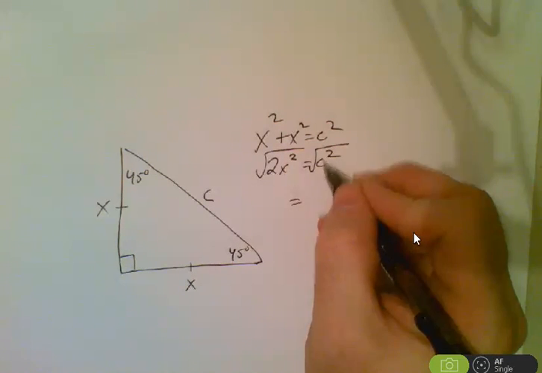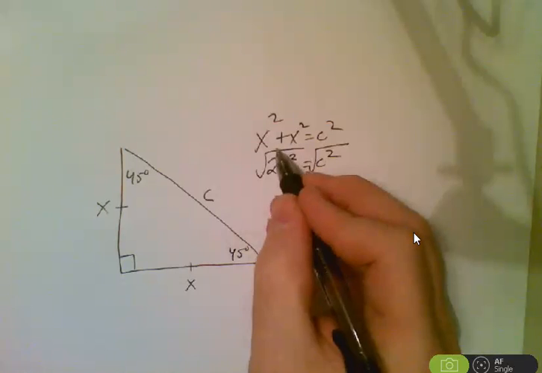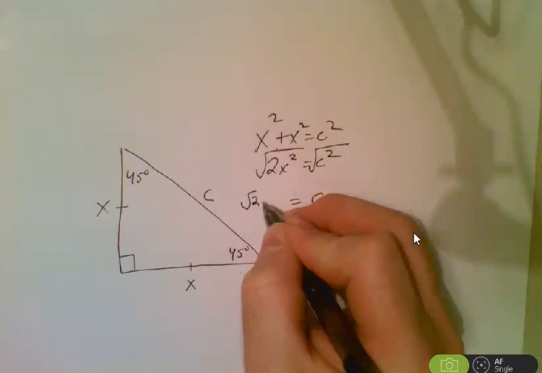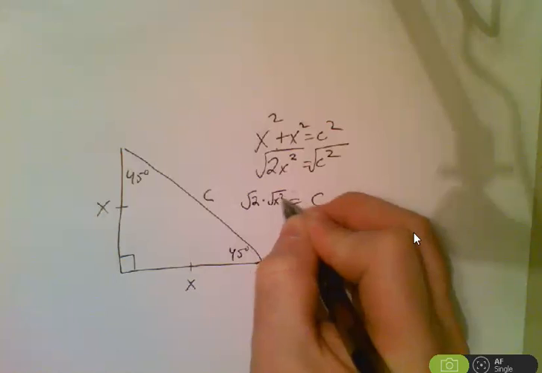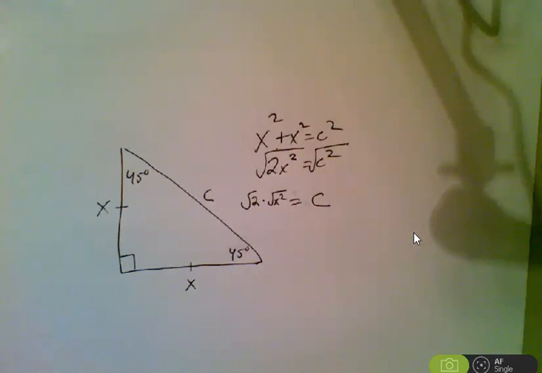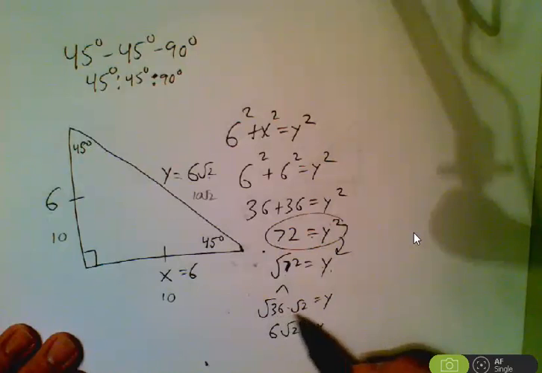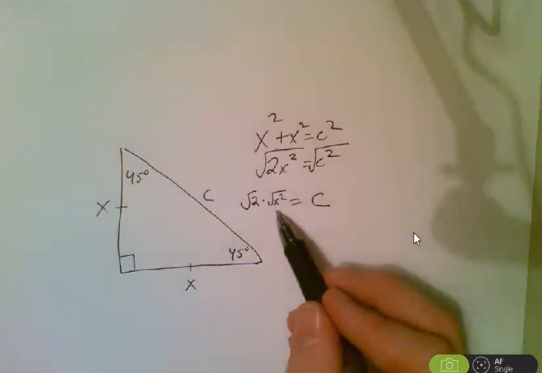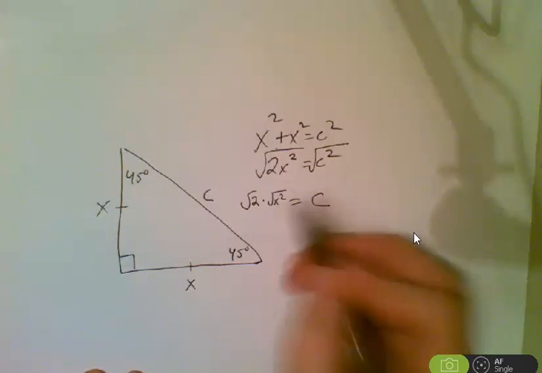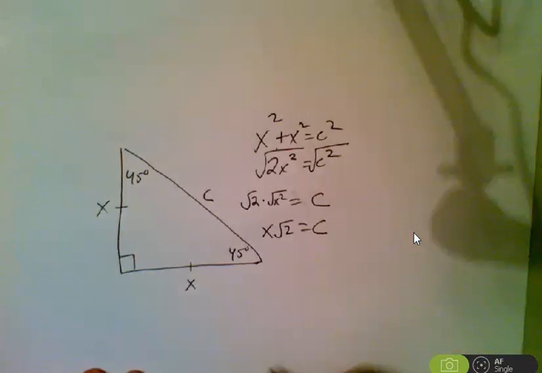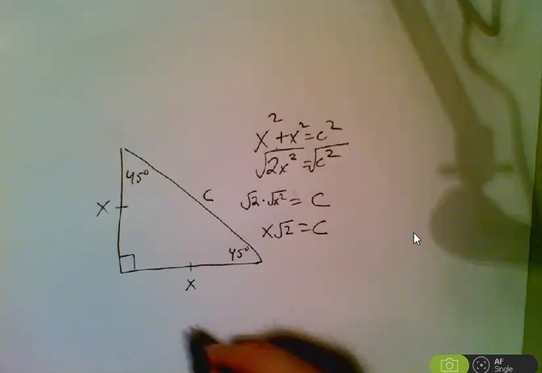Square root of c squared is just c. Square root of 2x squared is the same as the square root of 2 times the square root of x squared. Just like, again, I broke up 72 to be 36 times 2, I can do the same kind of thing over here. Well, square root of x squared is just x. Square root of 2 is just square root of 2. And there's your c. There's your pattern.